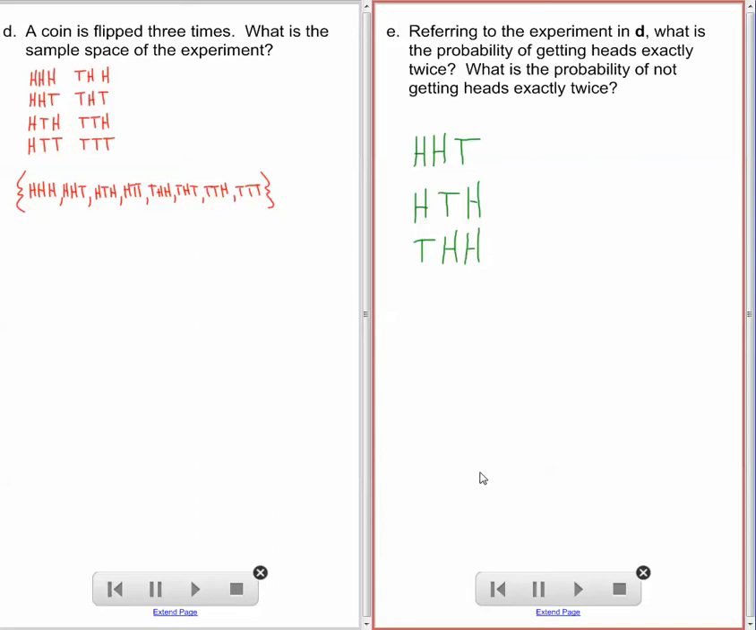Looking at that other list, these are the 3 ways I can see to get heads exactly twice. Heads, heads, heads is 3 times, not exactly twice. So the probability of getting heads exactly twice would be 3 over 8.